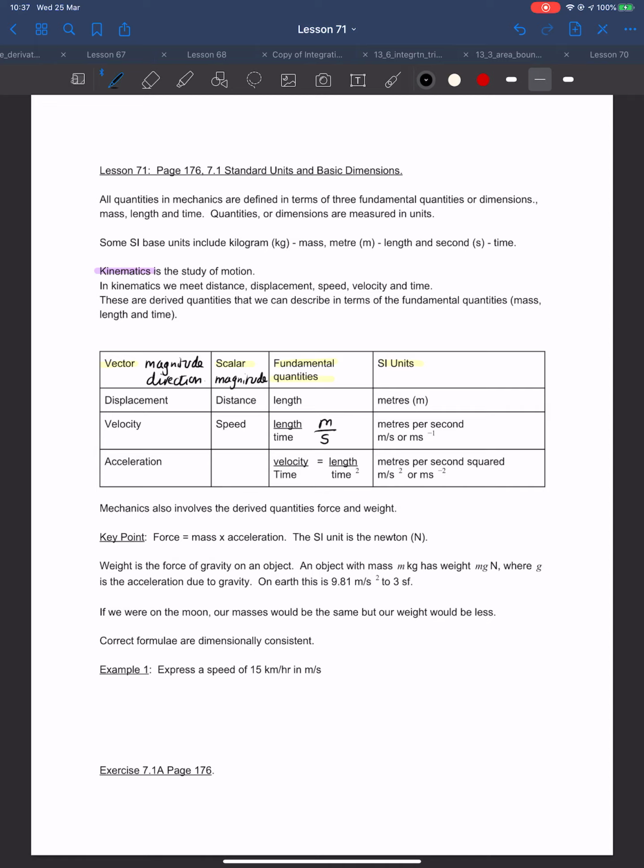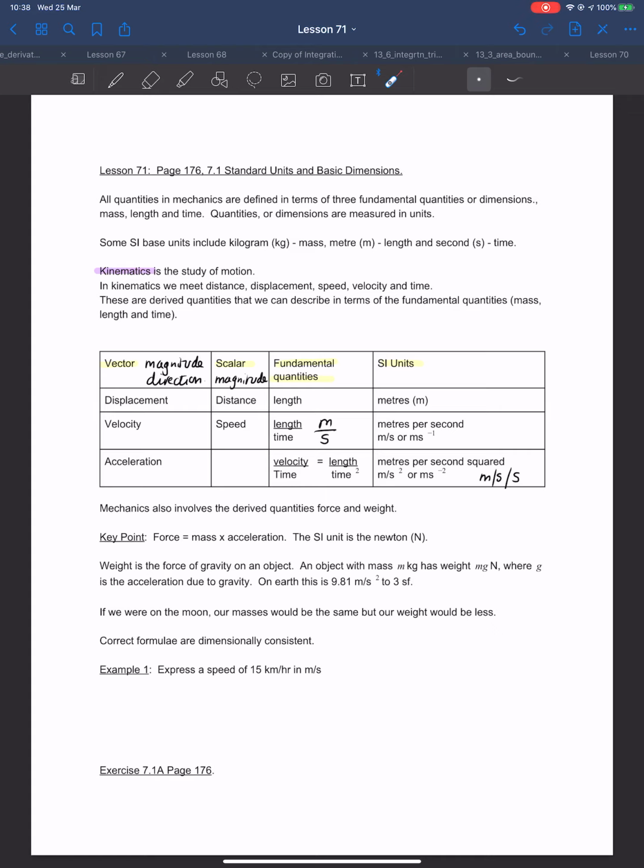And in the last box here, this is how we say that. Acceleration, it hasn't got a corresponding scalar. Acceleration is the rate of change of velocity with time. So it's metres per second squared. Sometimes I've seen it as metres per second per second, which explains it quite nicely, I think, because it's how the metres per second, the velocity, is changing with time.